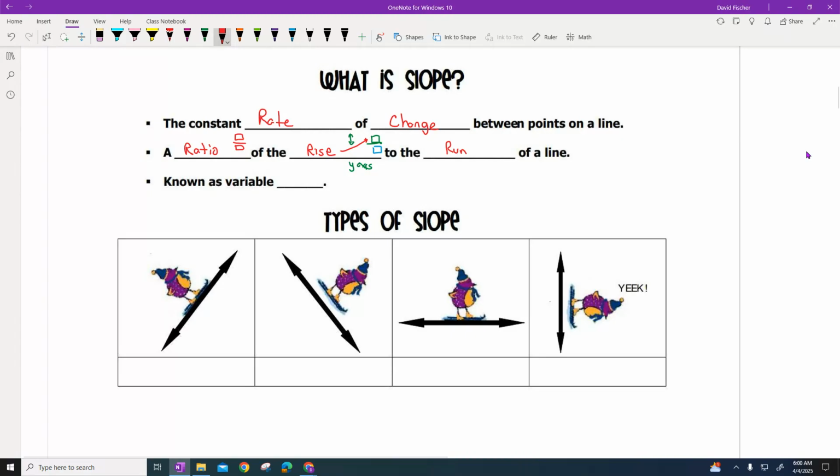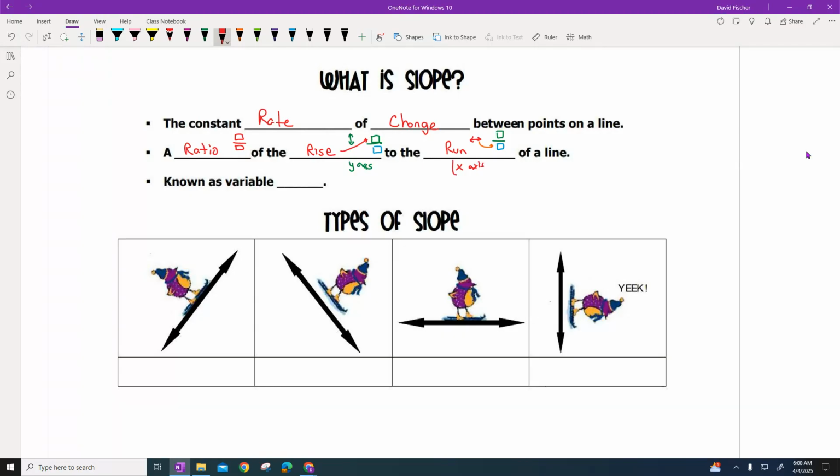Now the run is left and right. It's always on the denominator of the fraction. So I'm going to turn it back to green here like it is over here. And now blue down here on the bottom, because the run is the bottom part of the fraction. And run means the x-axis. How far do I move left and right on the x-axis?